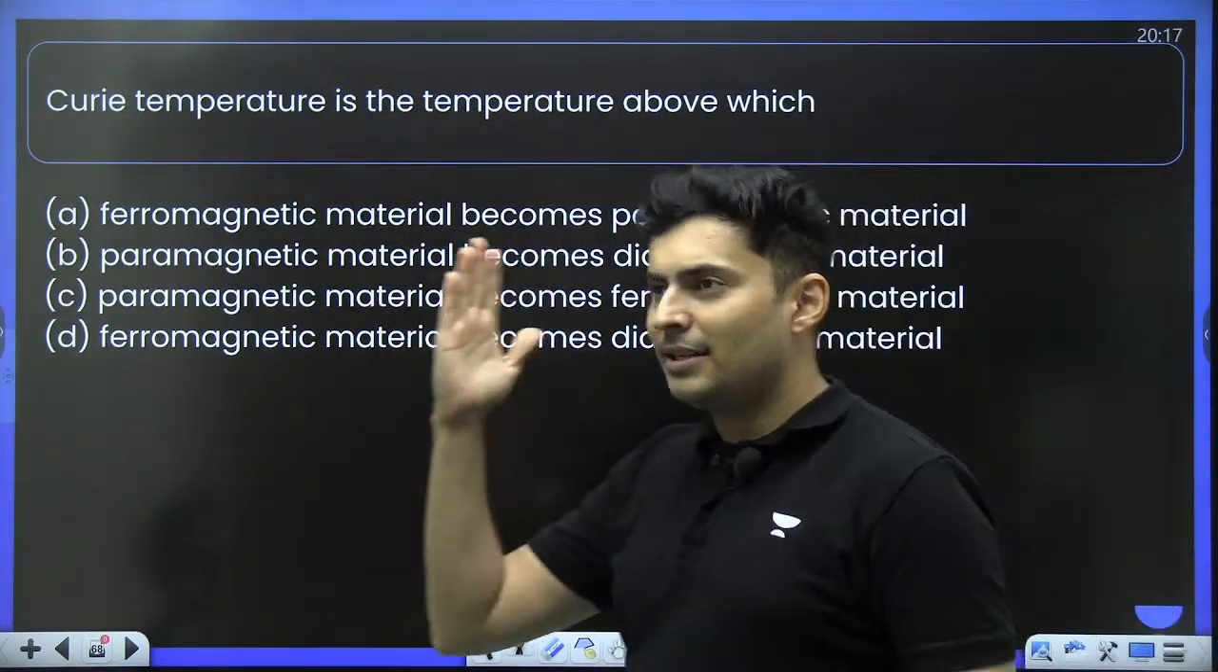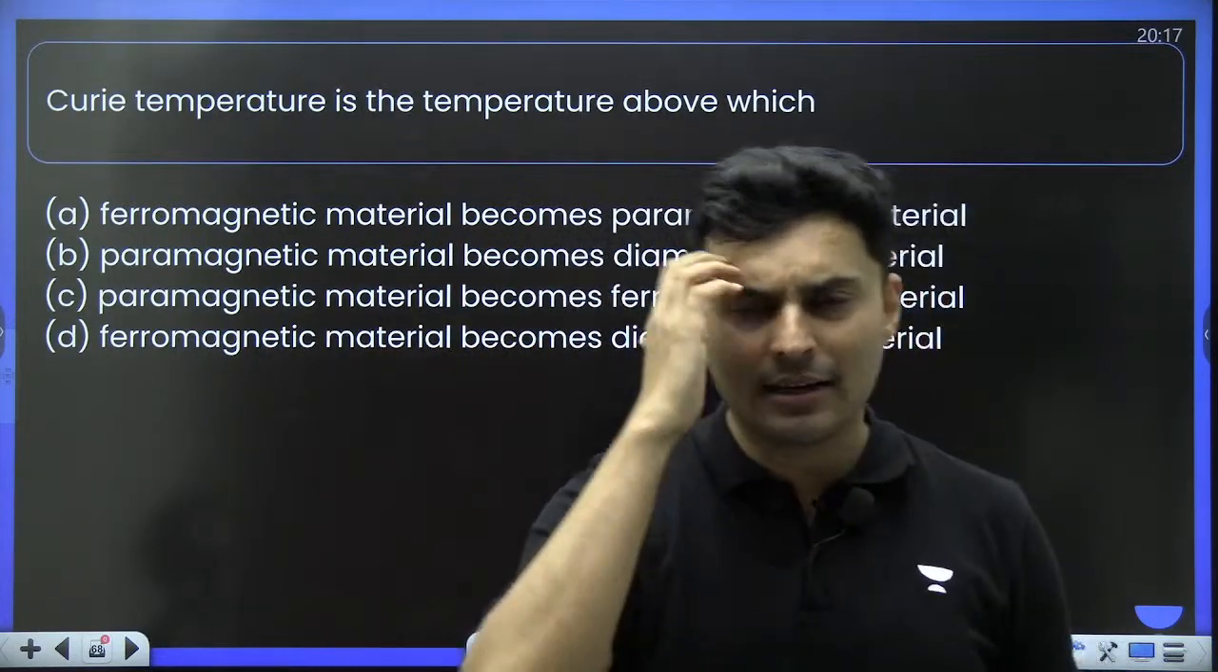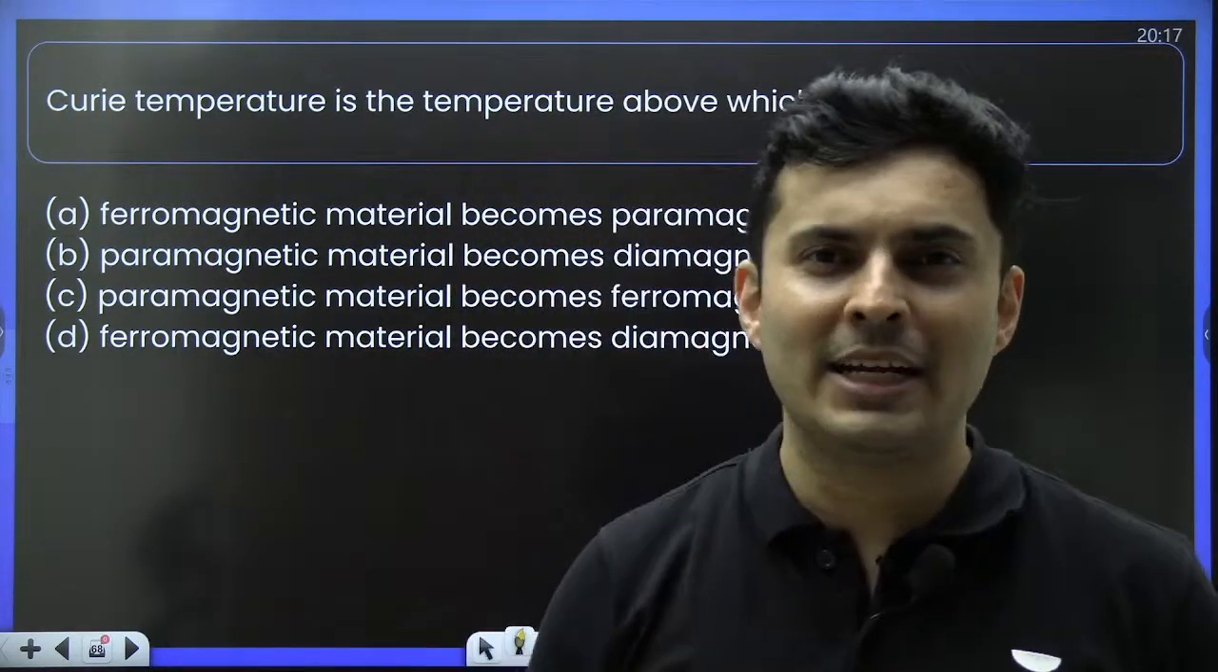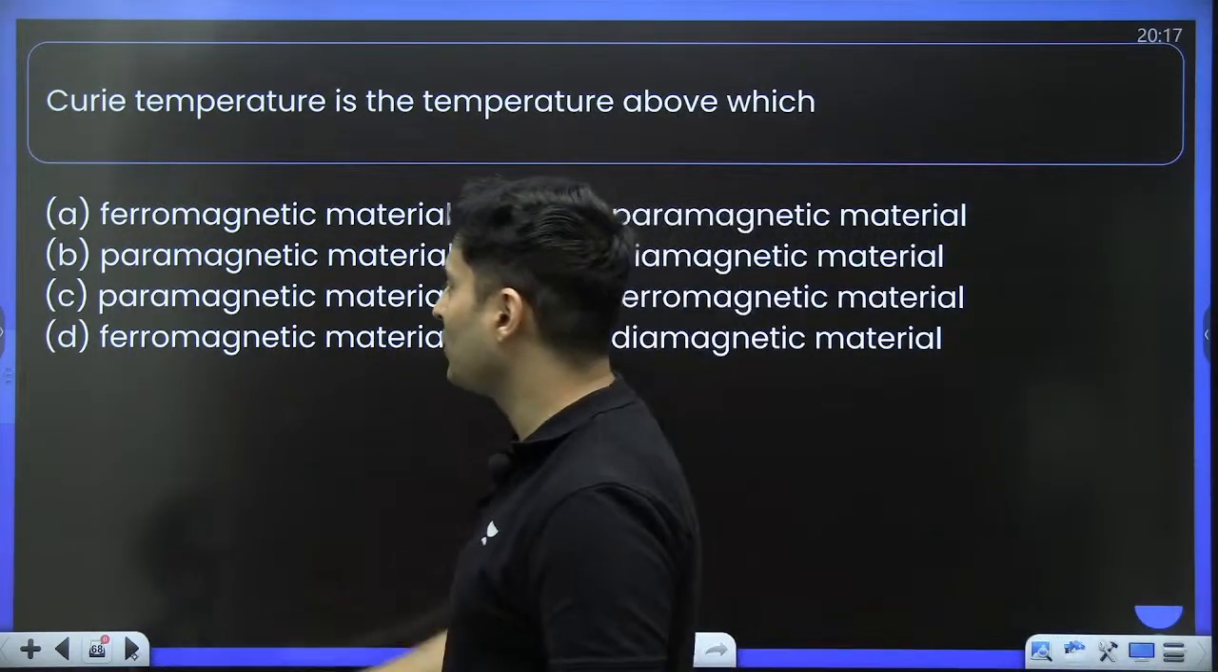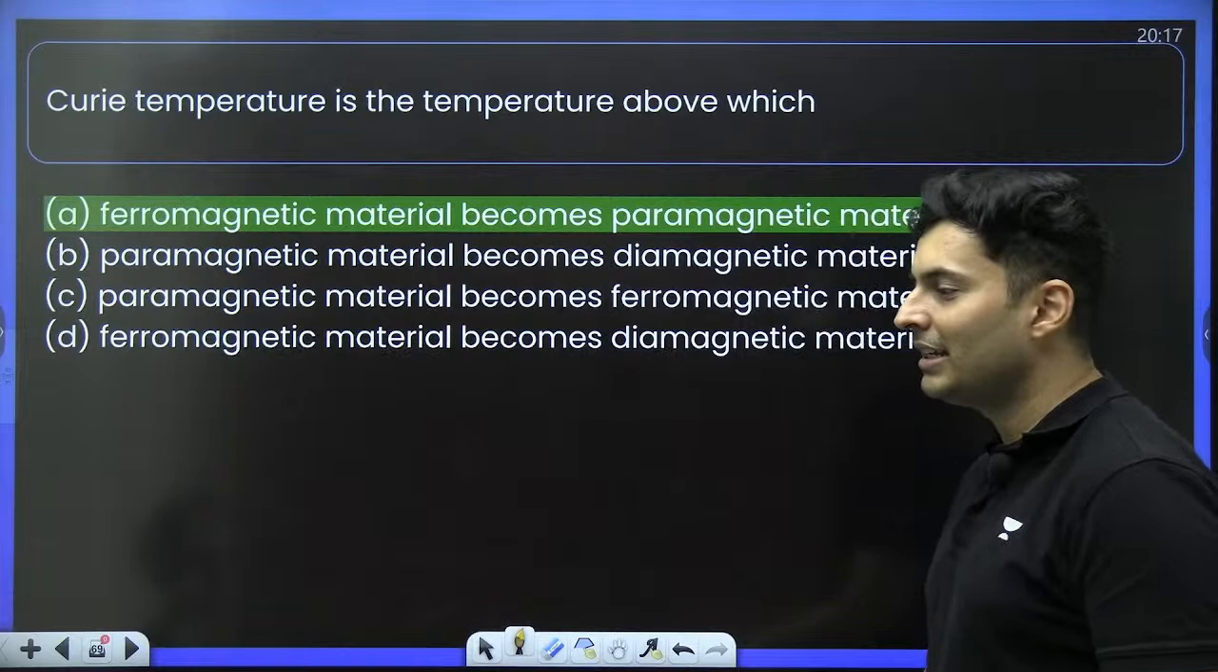Curie temperature is the temperature above which, where does it change? Ferromagnetic material becomes paramagnetic material. Exactly. So it should be option number A only.